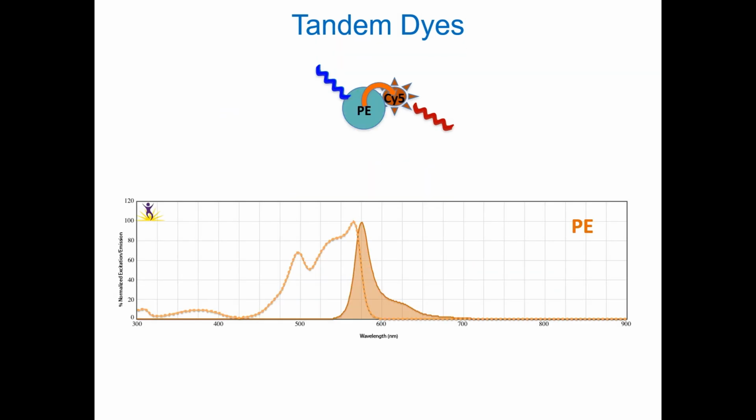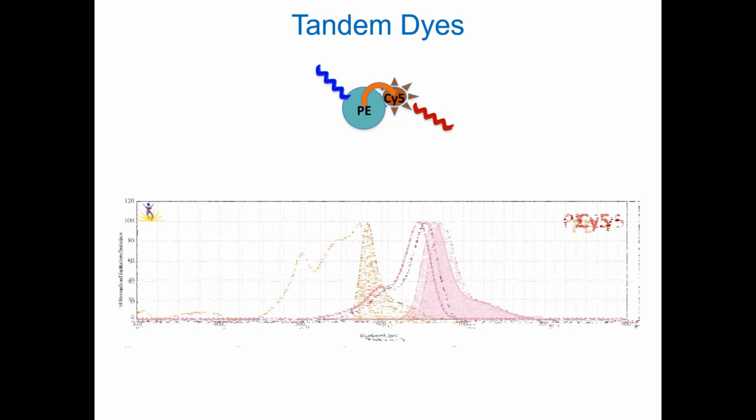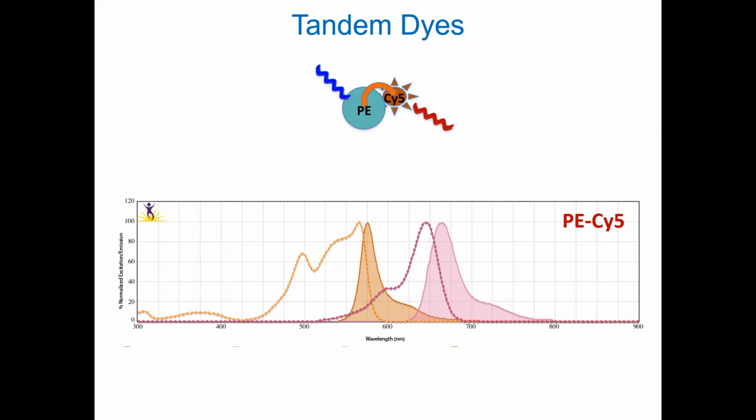Here we see the excitation and emission spectra of PE, emission max around 570, and Cy5, emission max around 670. If we overlay these, we can see that the emission of PE significantly overlaps the excitation of Cy5, so that PE can transfer that energy to excite the Cy5 molecule, which then emits at its own emission wavelength. Depending on how tightly the fluorochromes are coupled, there is often incomplete energy transfer with some leakage of fluorescence from the donor, here PE, at its emission wavelengths.